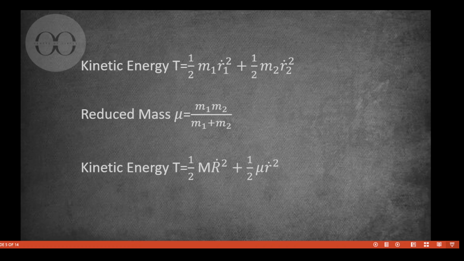So the kinetic energy of the system will be the total kinetic energy of the two particles, which is half m1 r1 dot square plus half m2 r2 dot square. Here r1 dot is the time derivative of the position vector of the m1 particle, and r2 dot is the time derivative of the position vector of the m2 particle.